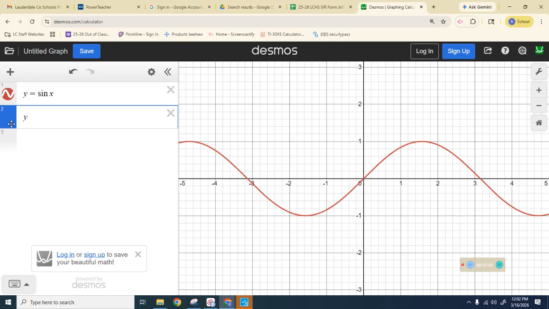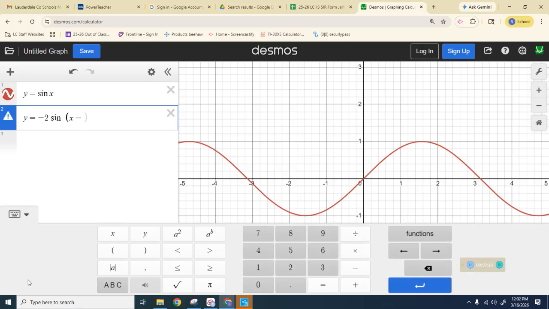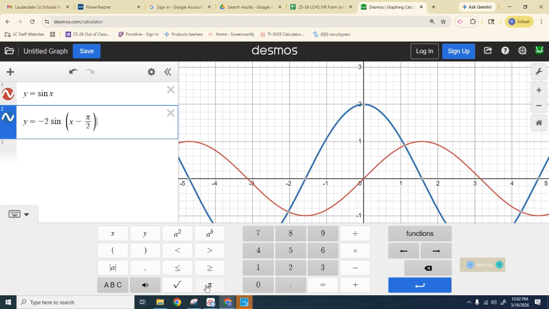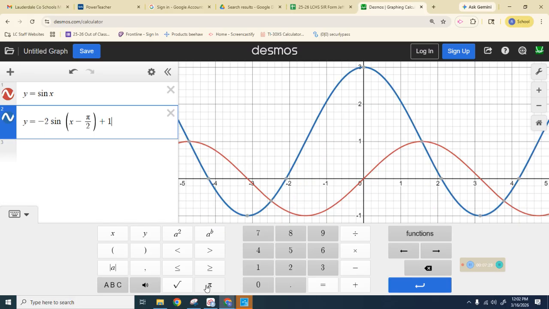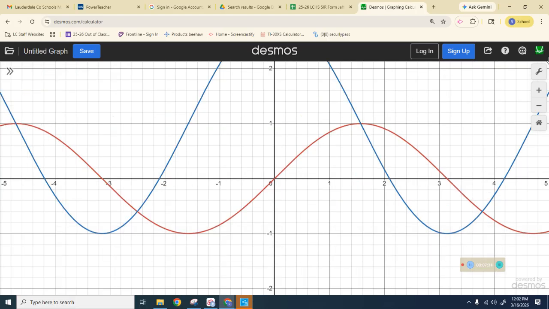Y equals -2 sine parentheses x minus pi over 2. There's one of these tests that actually has like a graphing calculator on it. I forget which actual test it is. Might be the pre-ACT that they did that.